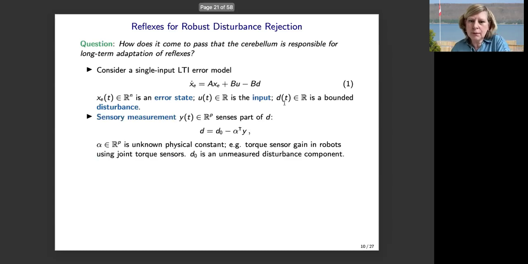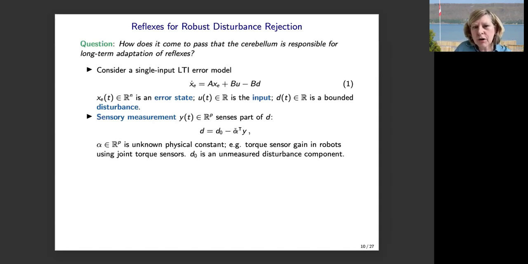And the reflex problem is one where there are also sensory measurements coming in from the body. Here I have a vector of p sensory measurements. In our VOR example, we had only one, but now we are generalizing the setup. And these sensory measurements somehow give us direct measurements of some parts of this disturbance. So you can think of the VOR giving us some measurement of head velocity, which appeared in certain terms of that complicated disturbance signal that I had.